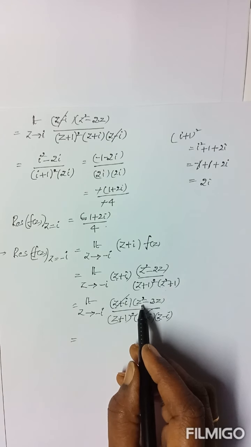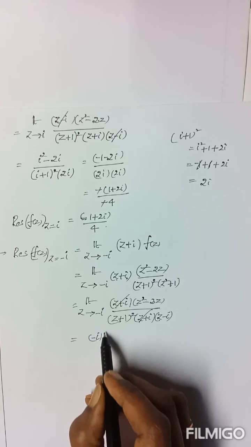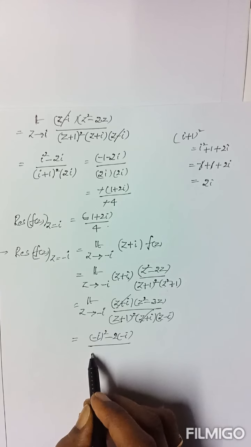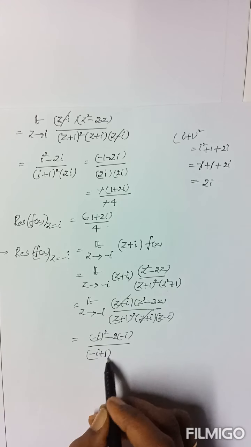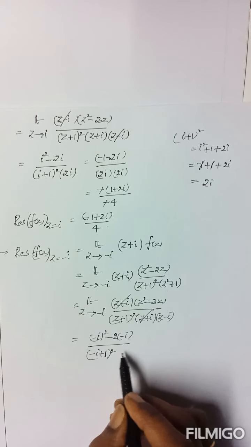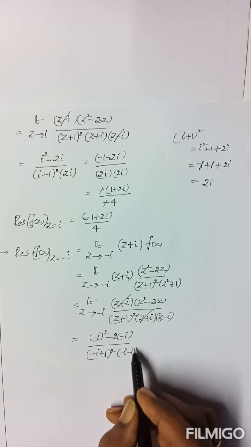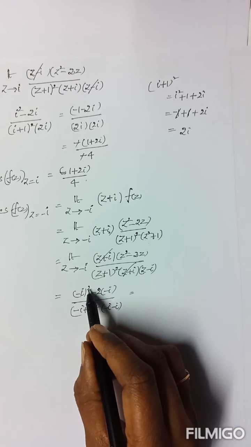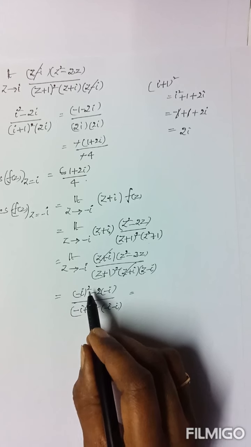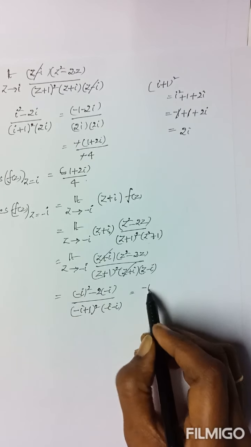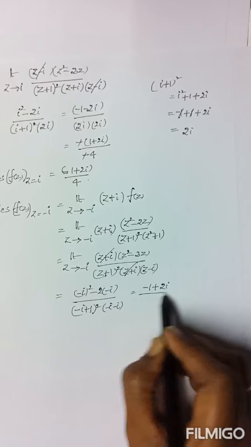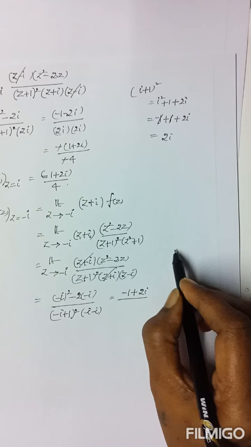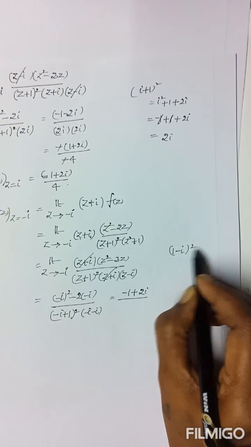Now put z equal to minus i in place: minus i whole square minus 2 into minus i by minus i plus 1 whole square. Here minus i whole square is i square, and i square is minus 1. So minus 1 plus 2i. Here this is 1 minus i whole square.